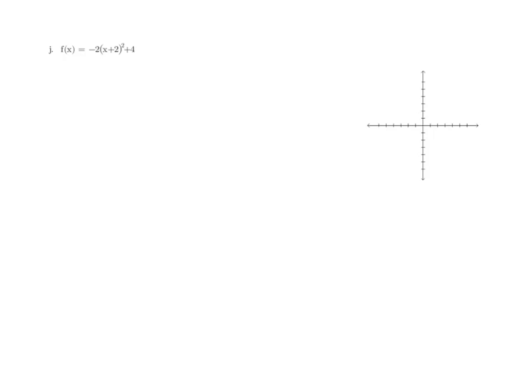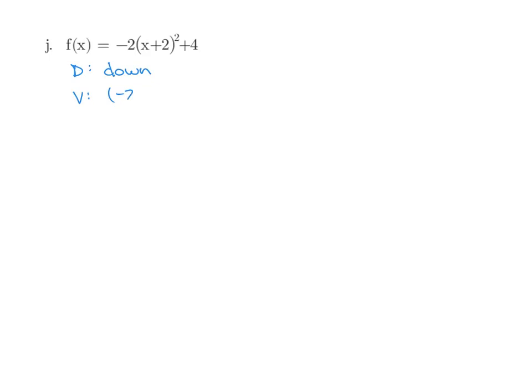Okay, last example, we have f of x equals -2 times (x plus 2) squared plus 4. Again, for this one, I'm not going to worry about x-intercepts. I'm just going to do the bare minimum. And so we're going to start with direction. Since that is a -a, the -2 tells me this goes down. My vertex, we're going to change the sign of the inside number. We're going to keep the same sign of the outside number, so we get (-2, 4).